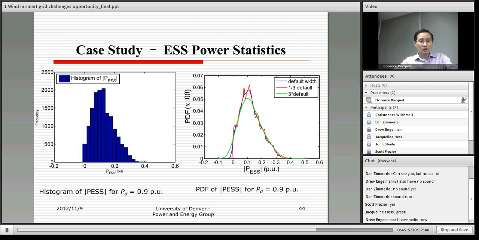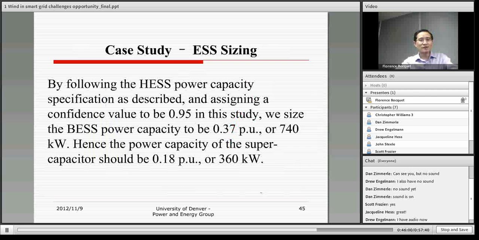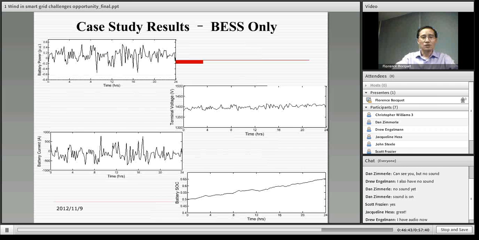And then we do the statistical modeling of those fluctuations, and we come up with this PDF. As I said, we assign a confidence value of 95% for the batteries. So we size the battery energy storage system power capacity to be 0.37 per unit, which is about 740 kilowatts for the battery. And the leftover, which is 0.18 per unit, goes to the supercapacitor, which is 360 kW. So this is the design of the hybrid energy storage system.